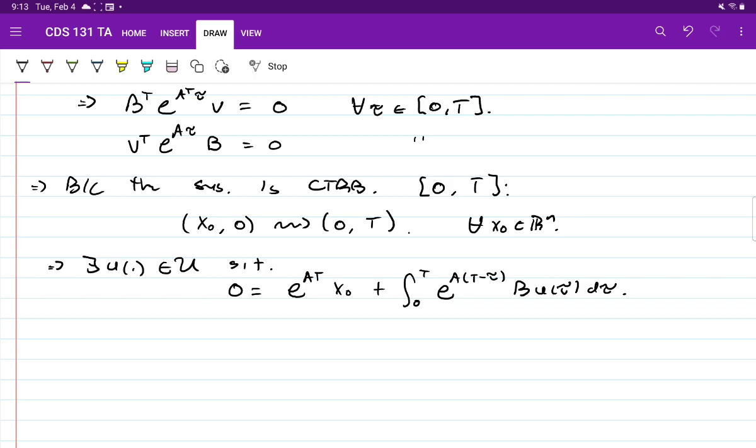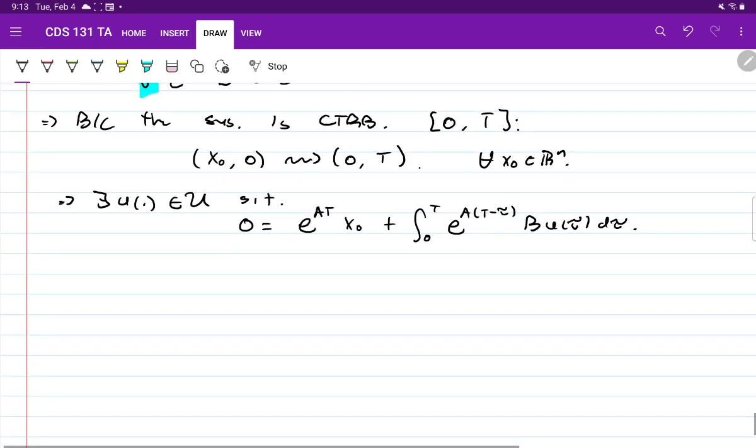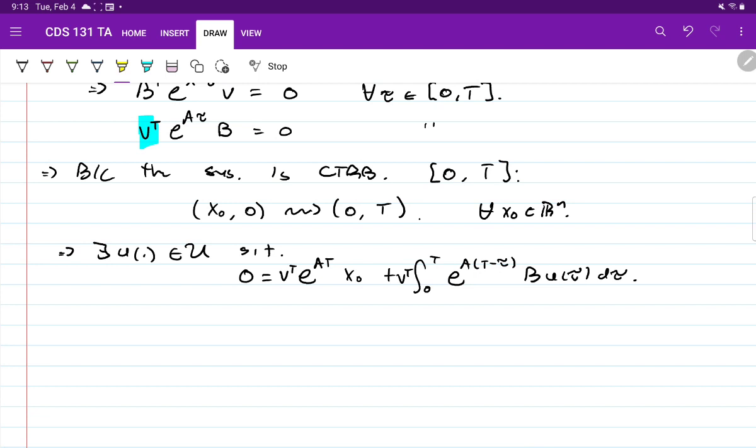I've just gone ahead and plugged it right into the formula for the state transition map of my linear time invariant system. So what I'm going to do now is hit both sides of this with v transpose from above. So I'll multiply by v transpose. I can pull this inside the integral. What I find is that since above we had v transpose e to the a tau b equals 0, this entire integral term is going to vanish. What I get is 0 equals v transpose e to the at times x naught.